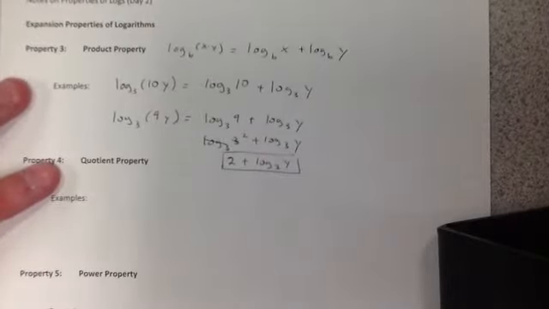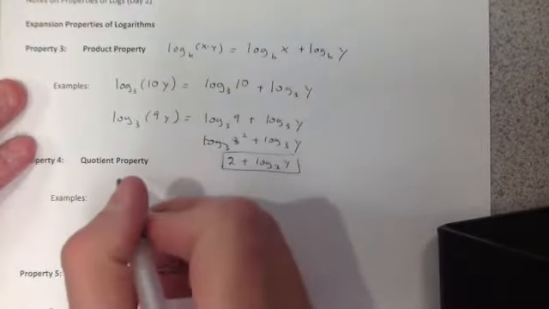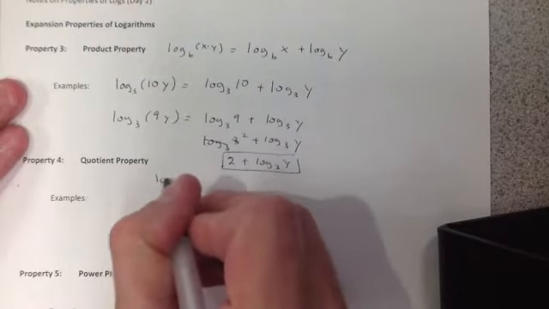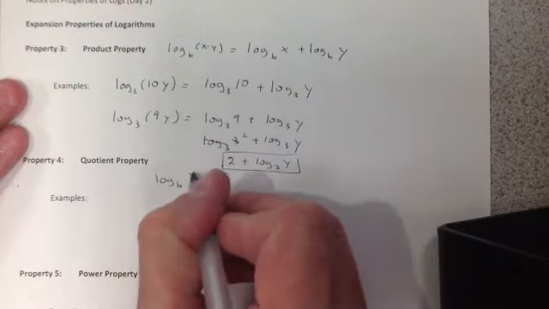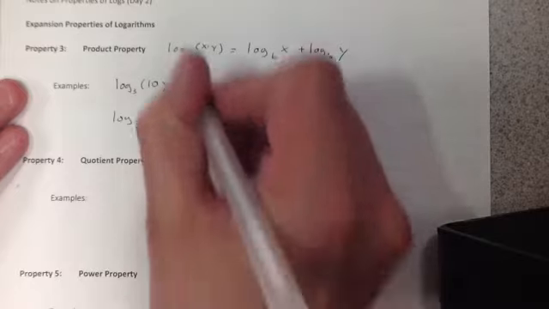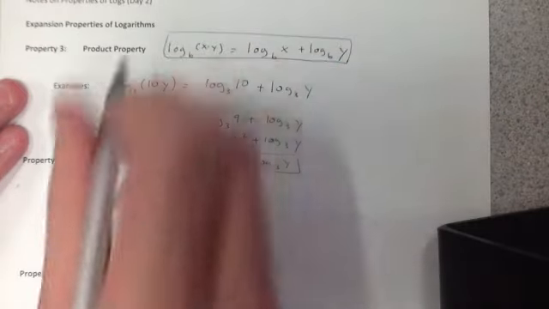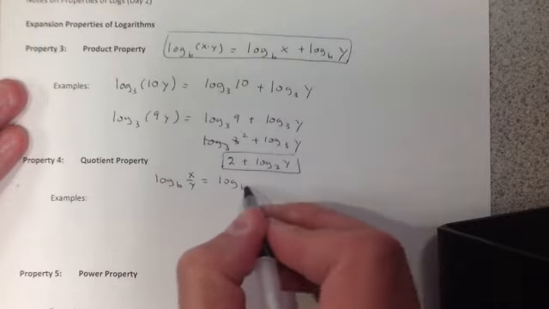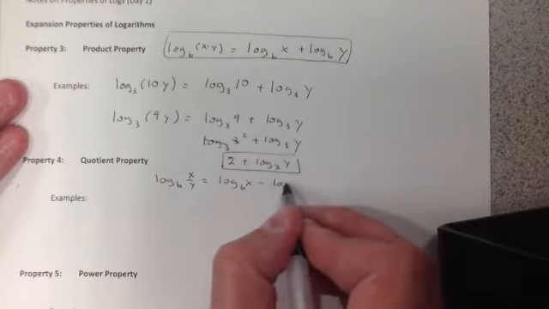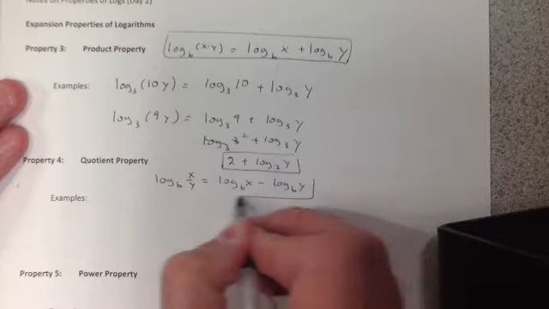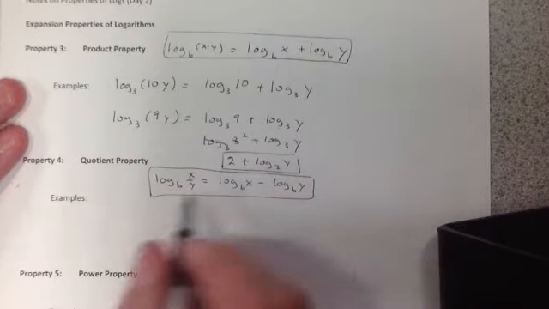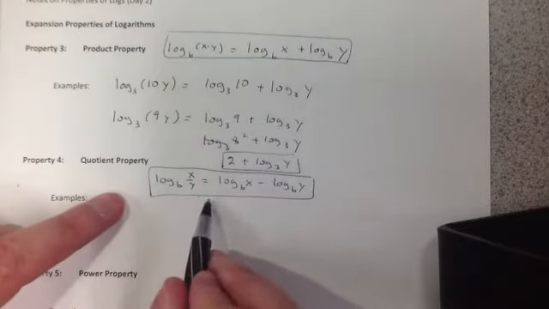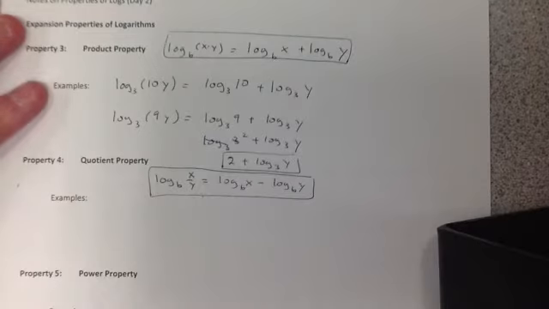Our quotient property is the same thing, except it says if you're taking the log base b of x over y, this is going to become the log base b of x minus the log base b of y. And we use these expansion properties quite a bit in calculus.